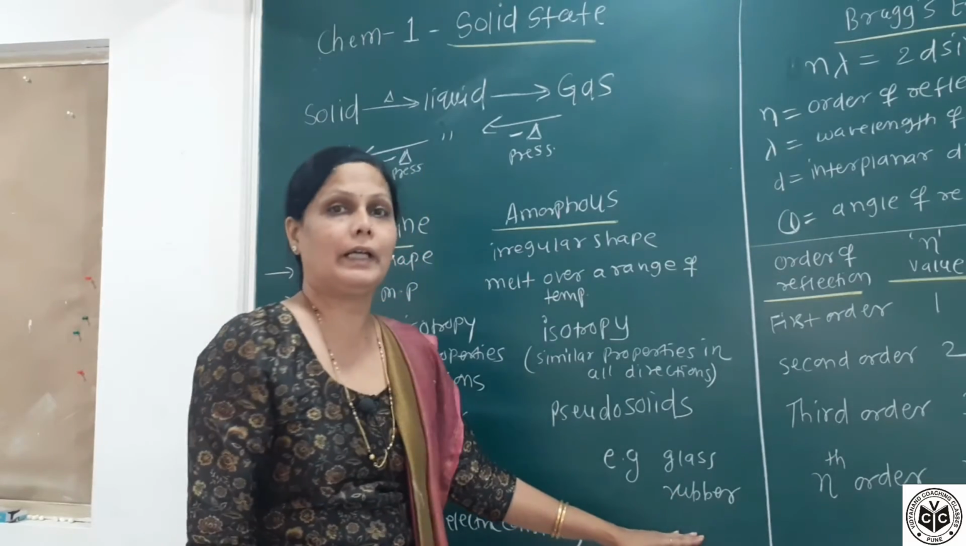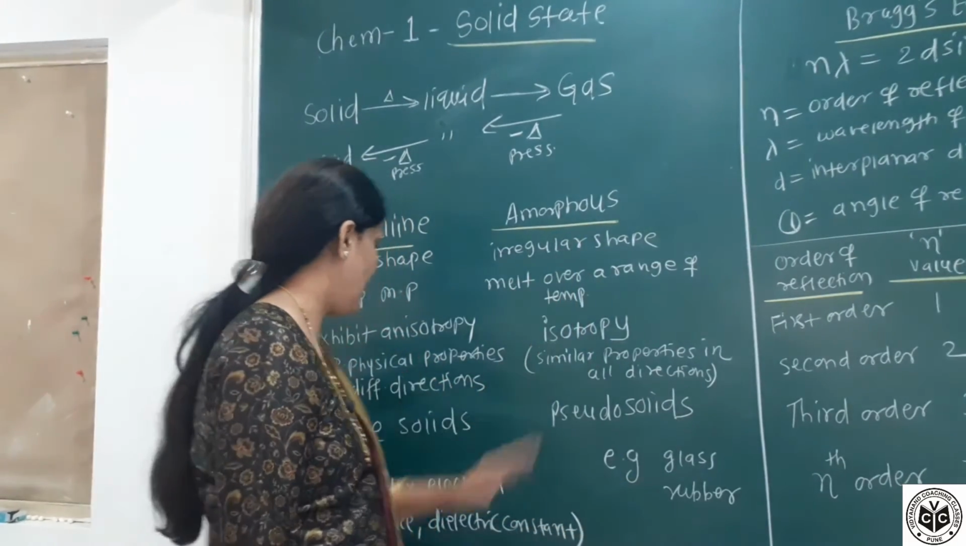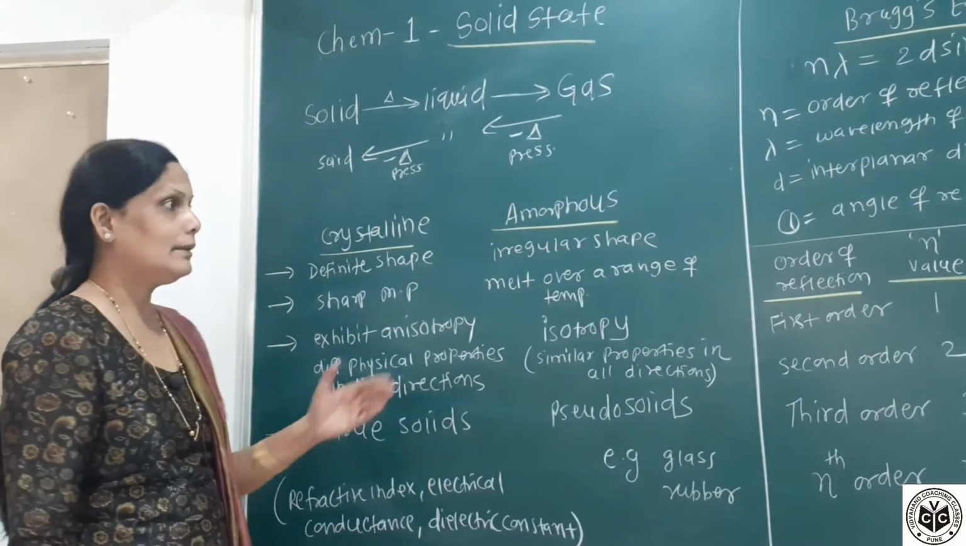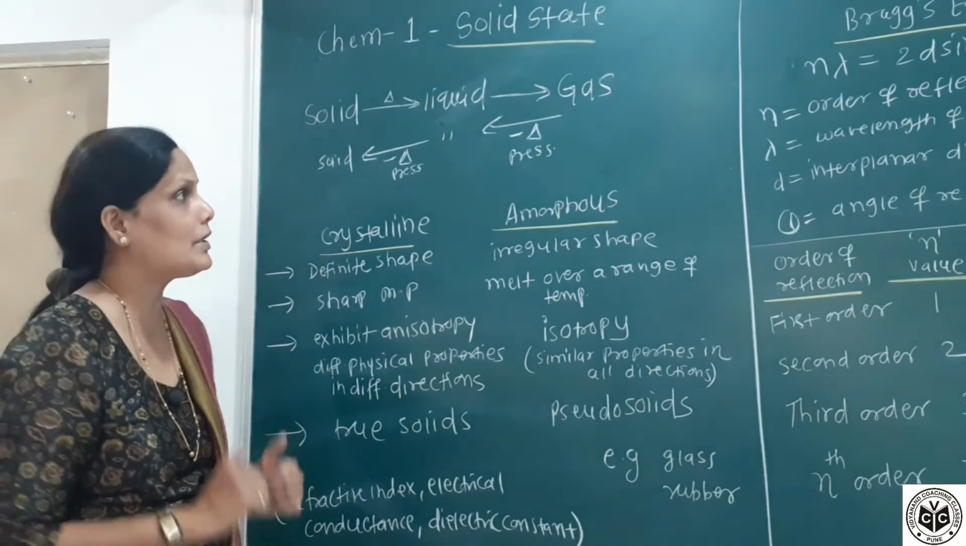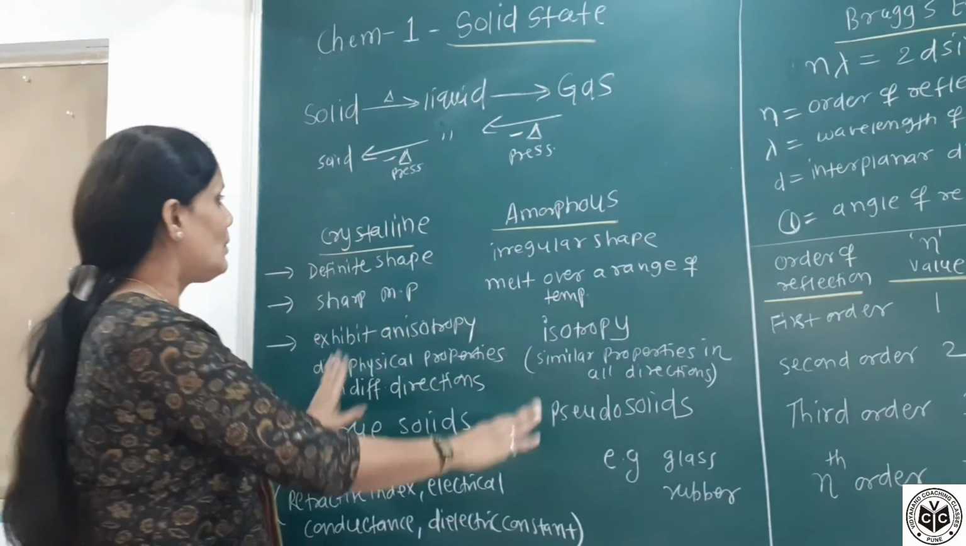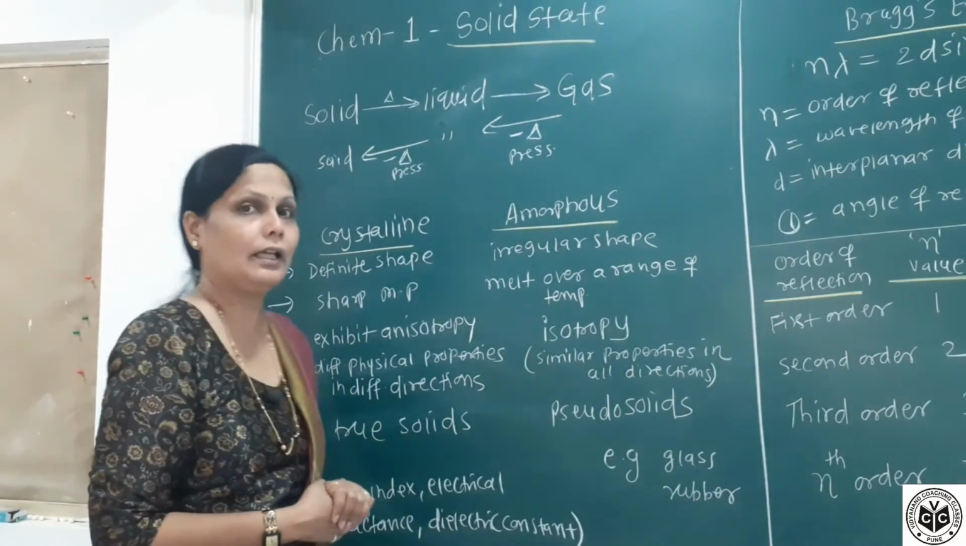Other examples of amorphous solids are rubber, plastic and chalk. Crystalline metals and some organic compounds are crystalline in nature. So this is the basic difference between crystalline and amorphous solids.